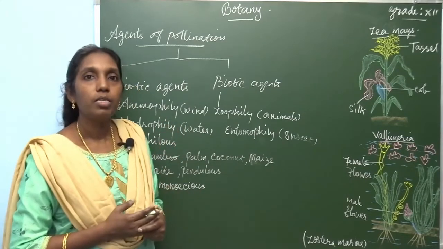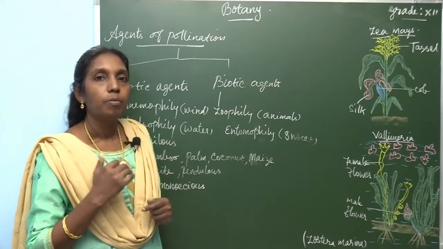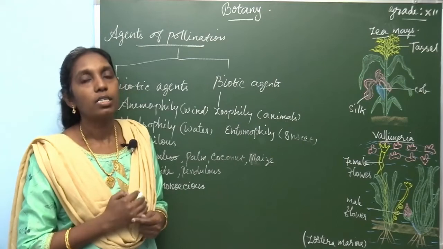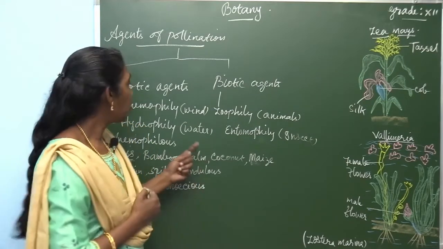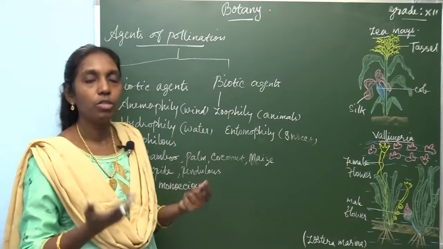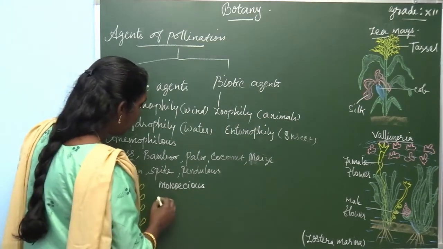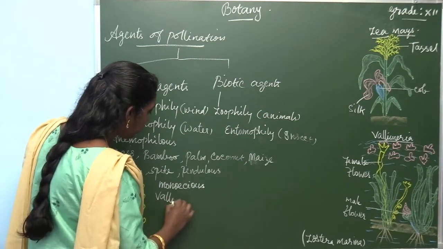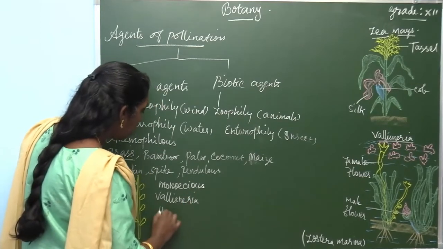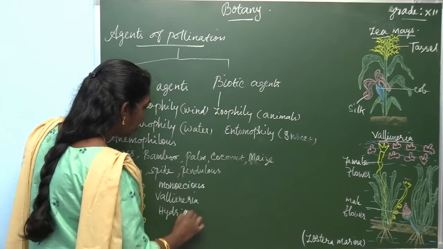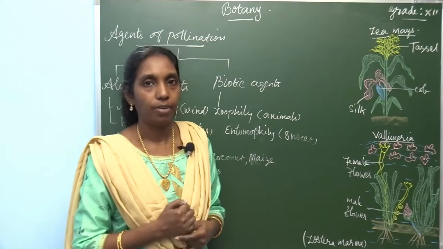Then another example is known as hydrophily. What is meant by hydrophily? Pollination that takes place by water is called hydrophily. You know, there are many examples of hydrophily. One of the examples is Vallisneria spiralis, Hydrilla, a few examples of hydrophilous flowers.